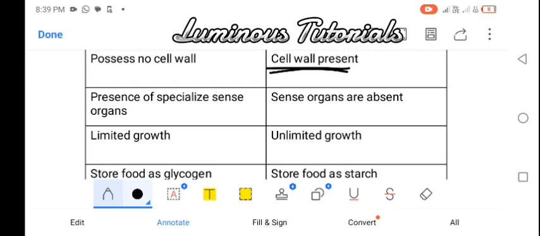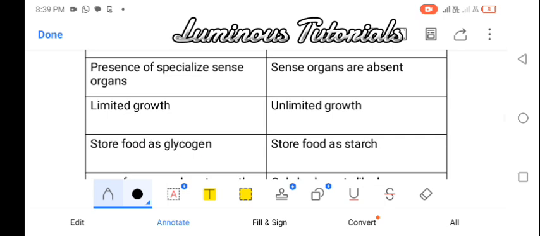Okay. The next is presence of specialized sense organs. Animals have specialized sense organs, the eyes, ears, and all that. Are you there? But you won't see that in plants. In fact, let's not talk about the structure they have. It's not specialized. Am I communicating? So then the next we talk about now is what?